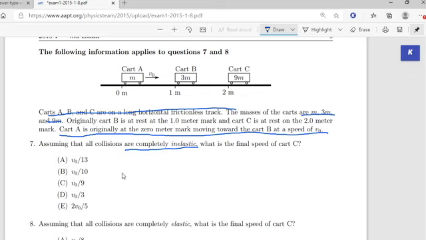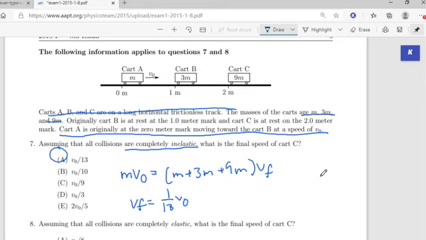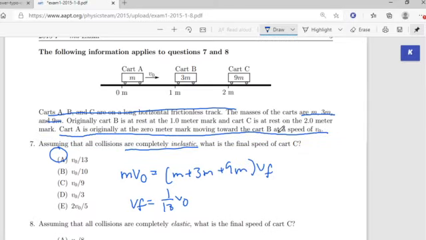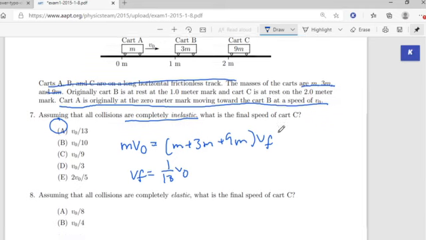So then we have M V0 is equal to M plus 3M plus 9M times V final, and this is just 13M, so V final is equal to 1/13 V0, which is also equal to A. Okay. And this one is a bit trickier. So for this one, I'll split it up into two phases, and phase one is where cart A hits cart B.